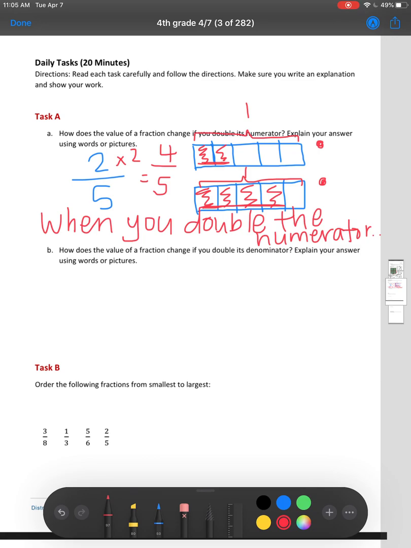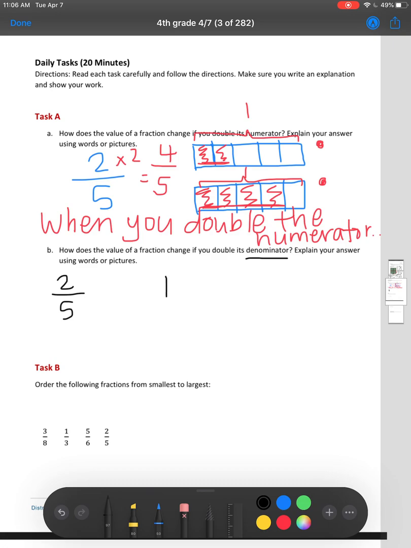On task B, how does the value change? How does the value of a fraction change if you double its denominator? So now it wants us to double the denominator. Explain your answer using words or pictures. So again, I'm going to take a fraction, and let's use the same fraction. We're going to use 2/5, okay?